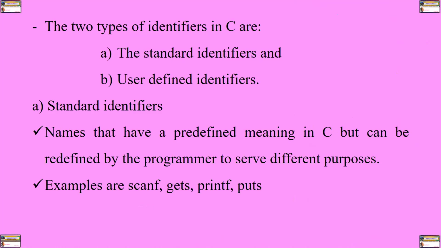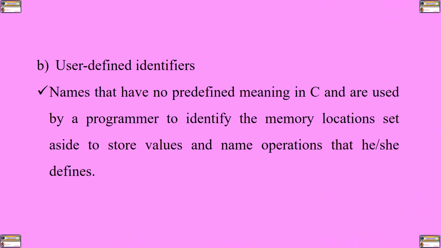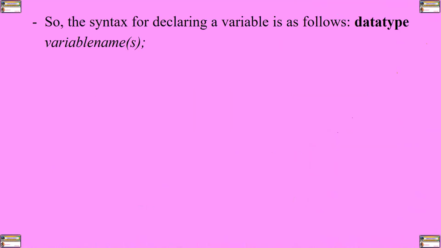For example, scanf, gets, printf, puts, amongst others. Those are standard identifiers, and they are already known by the processor, and they are used to perform specific functions. Then we have those which you create by yourself. Those are called user-defined identifiers. These are the names that have no predefined meaning in C and are used by a programmer to identify the memory locations set aside to store values and name operations that he or she defines.